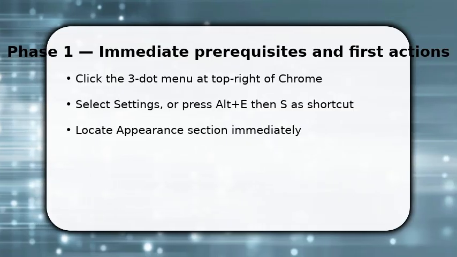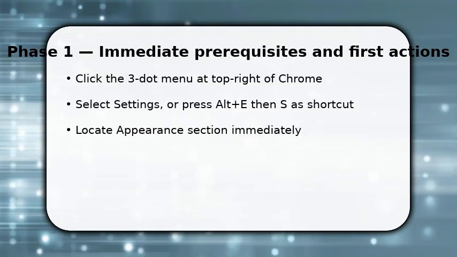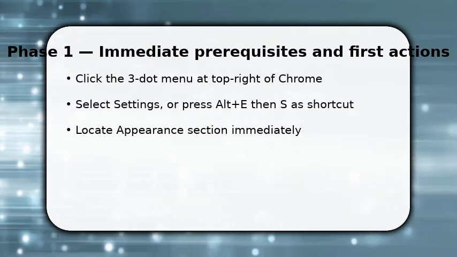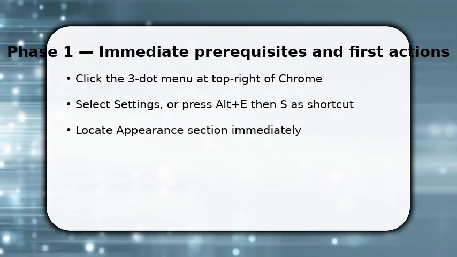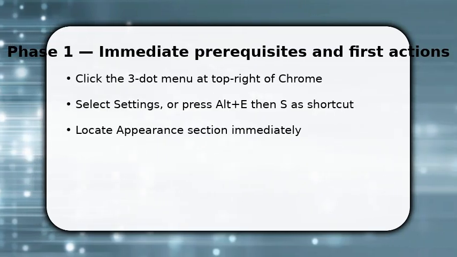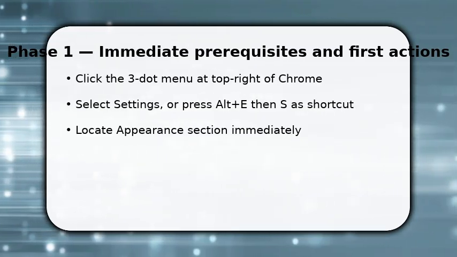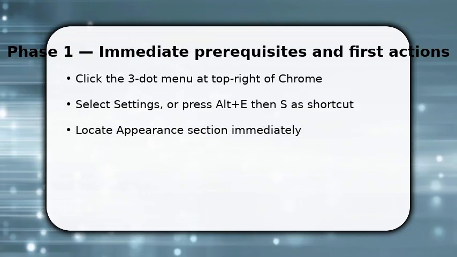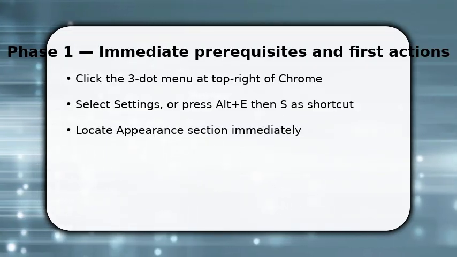You start by opening Chrome and going straight to Settings. Do not delay. Click the three-dot menu at the top right, then pick Settings. Once done, scroll or search for Appearance in the left pane so you can access font controls. Make sure to have a page open to preview changes.